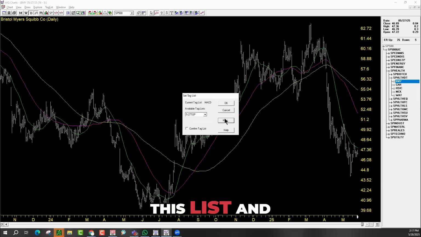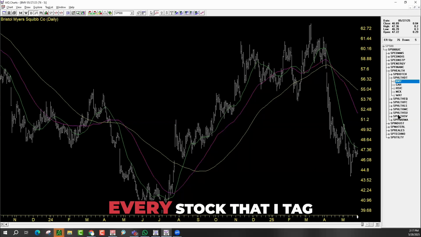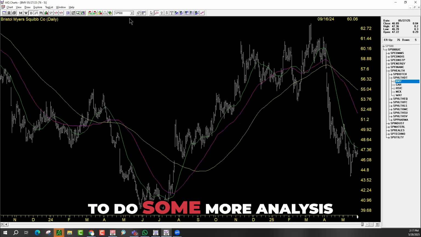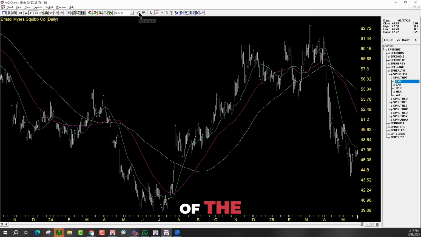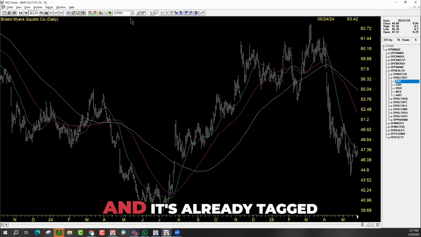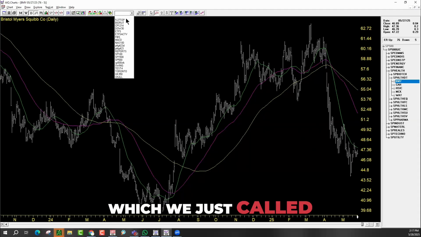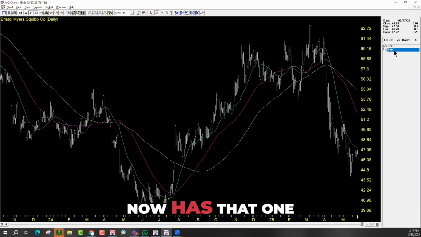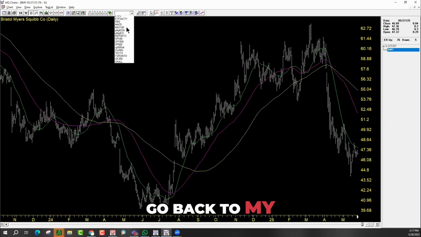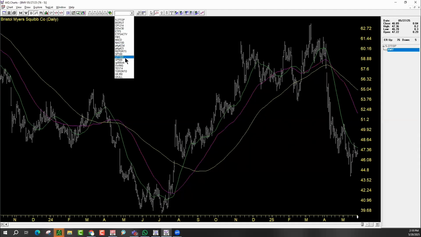All I'm going to do here is, I've created this list, and every stock that I tag will end up in another list for me to do some more analysis. So this is part of the speed of being able to do analysis like this. I'll just tag this, and it's already tagged into that list for me. So this list here, which we just called 527 top, now has that one stock in there. You see it, BMI. Go back to my S&P 500 here.